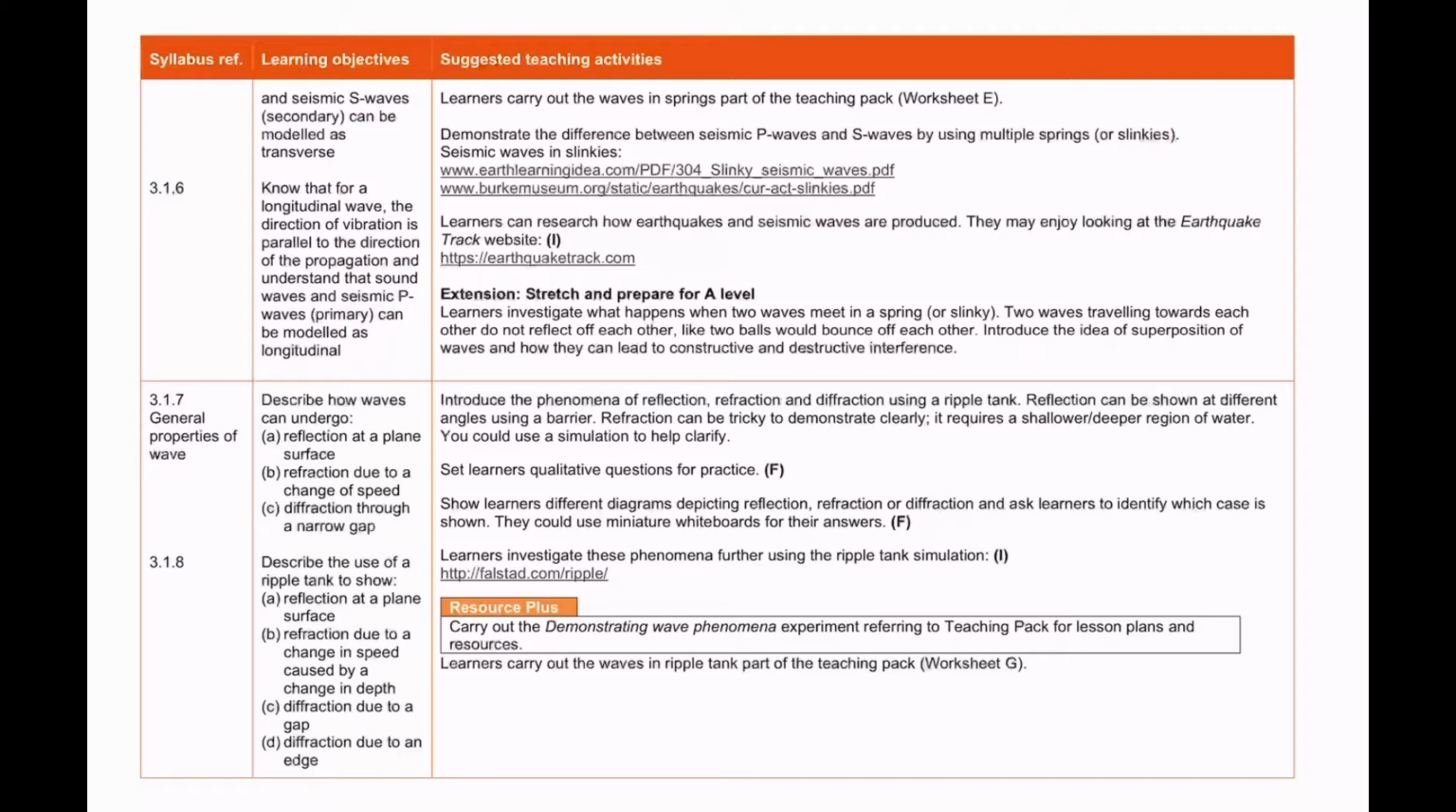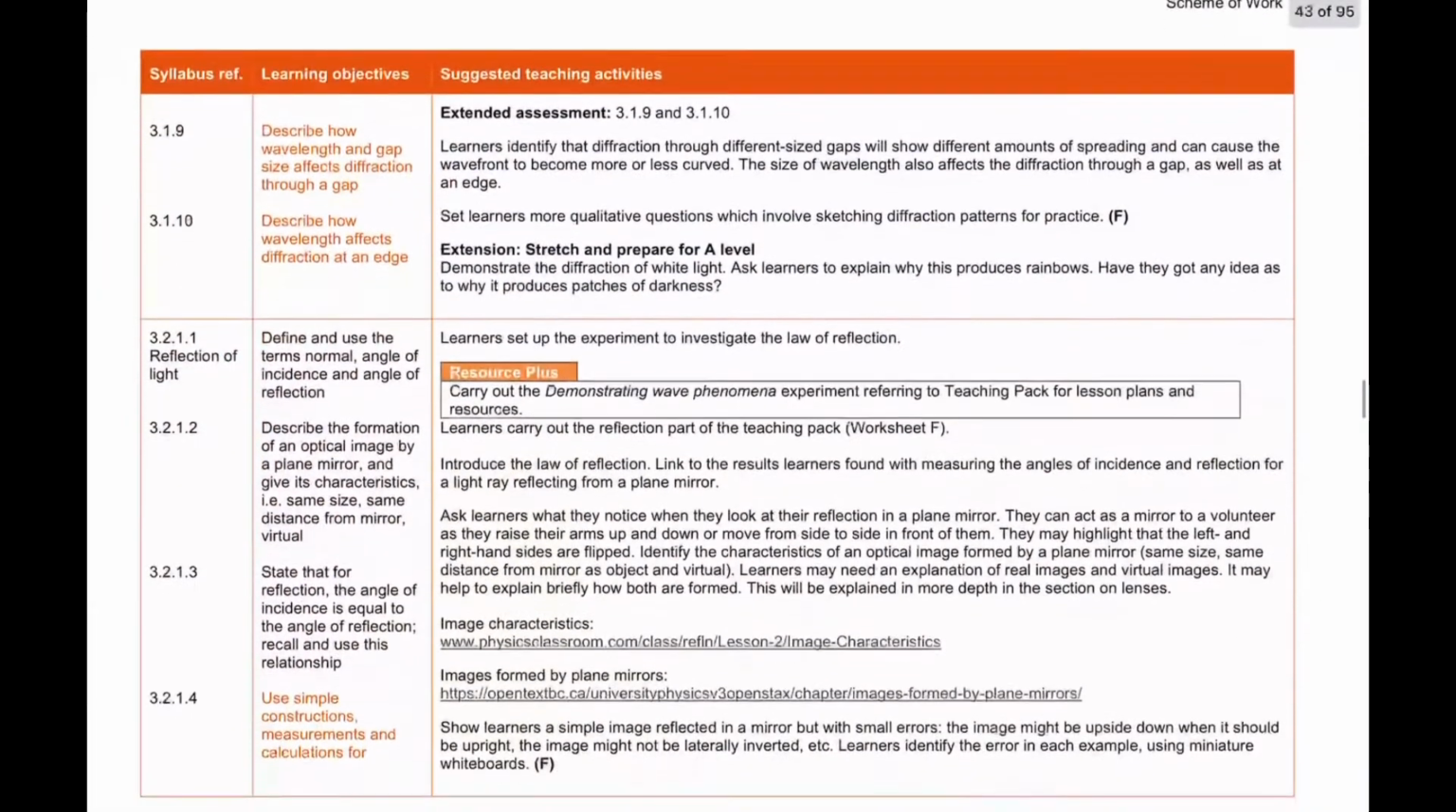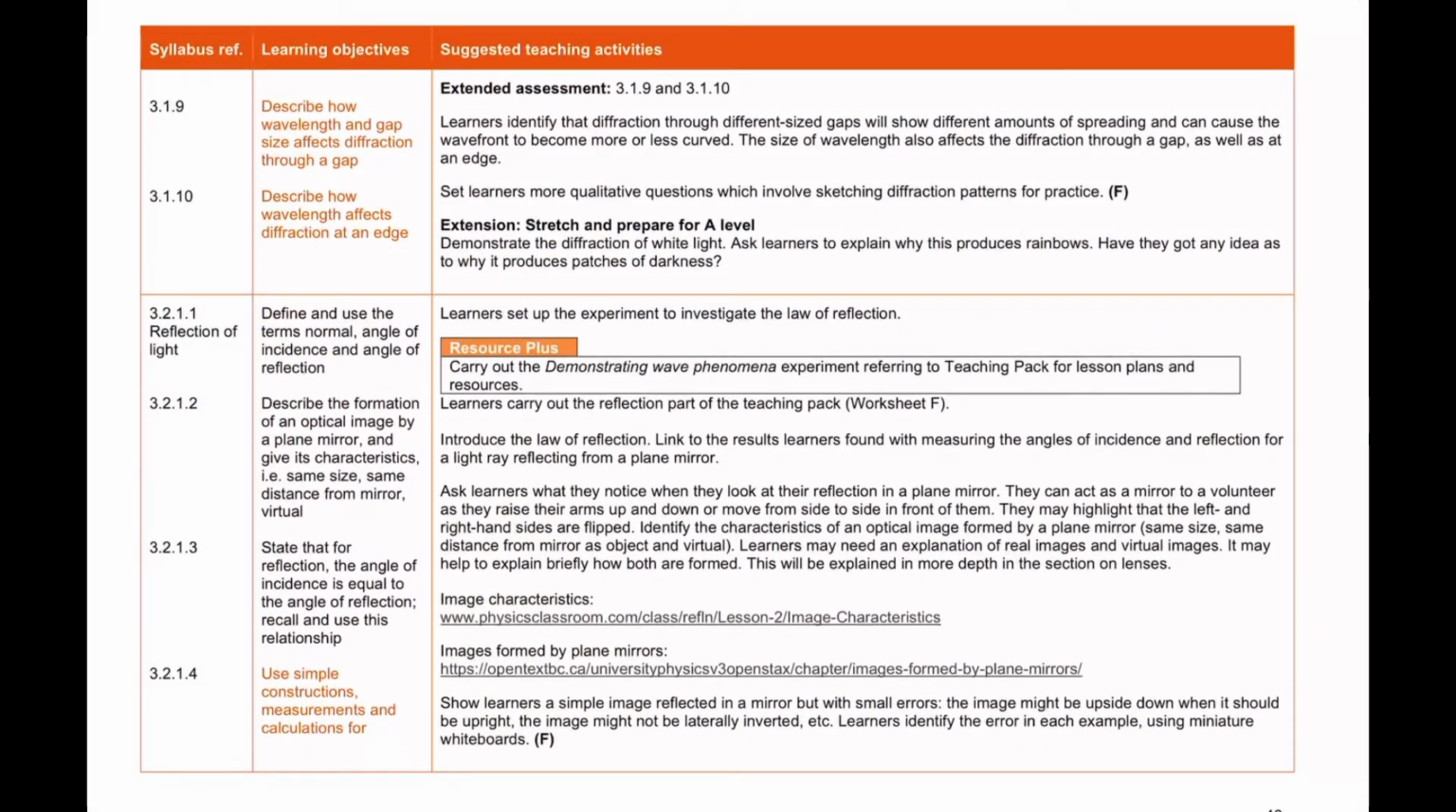Describe the use of a ripple tank to show A. reflection at a plane surface, B. refraction due to a change in speed caused by a change in depth, C. diffraction due to a gap, D. diffraction due to an edge. Describe how wavelength and gap size affect diffraction through a gap. Describe how wavelength affects diffraction at an edge.